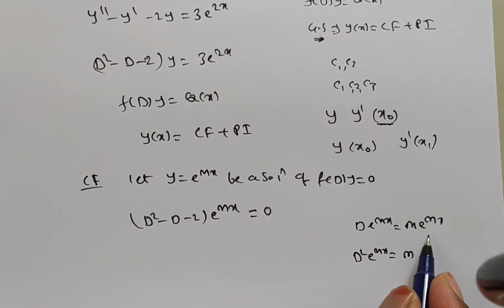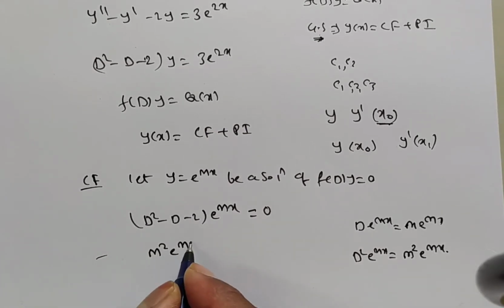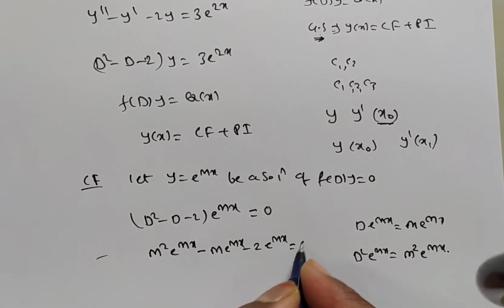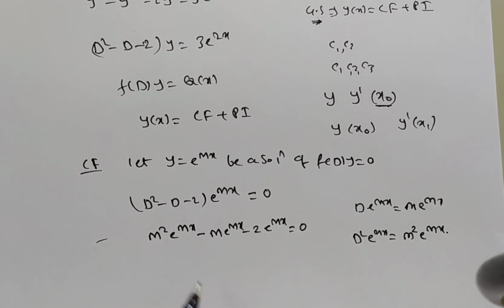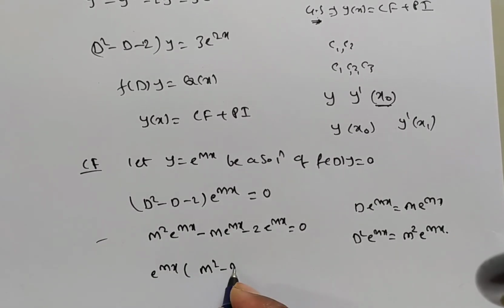So m into m, that is m square e to the power of mx. So D square of e to the power of mx is m square into e to the power of mx, minus the derivative, m into e to the power of mx, minus 2 into e to the power of mx is equal to 0. Now you observe in this expression e power mx is common. Then m square minus m minus 2 is equal to 0.